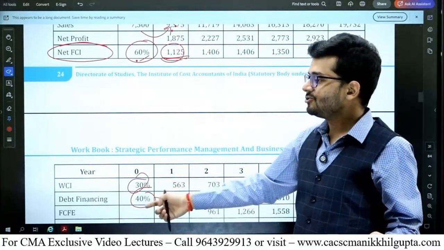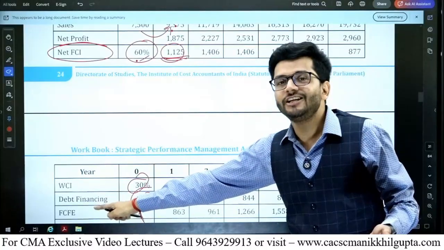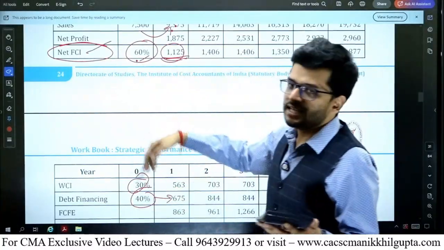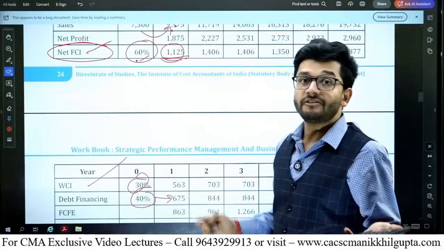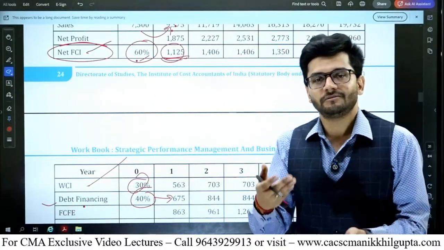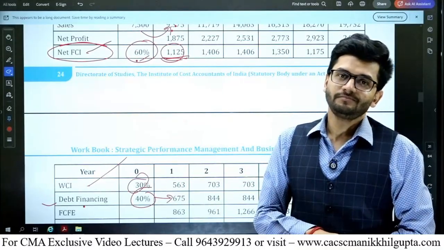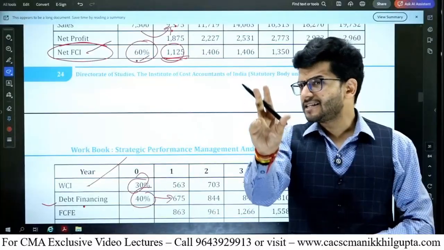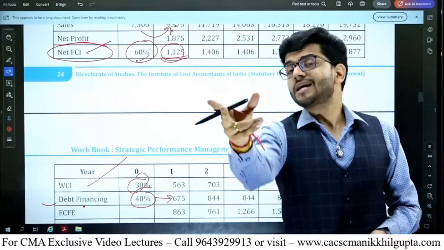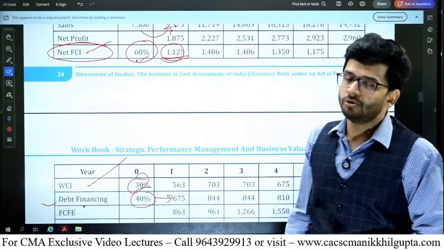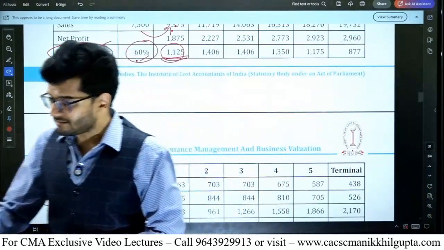So both these figures are given to you, and these three figures are required to calculate the free cash flow from equity. Yes, we are going to reduce the FCI, we are going to reduce the working capital investment, we are going to add the debt financing to get our free cash flow for equity. And while reading the question, our mind should be absolutely clear that yes, these data are going towards calculating the free cash flow from equity. Your mind should go in that direction while reading the question itself.